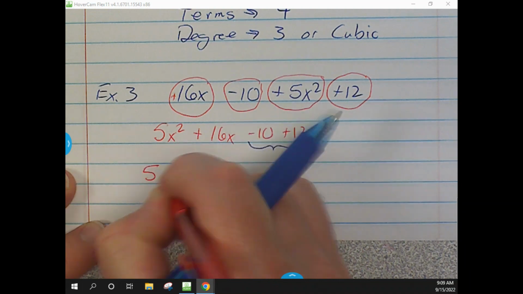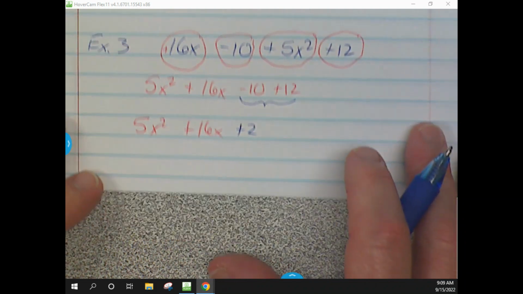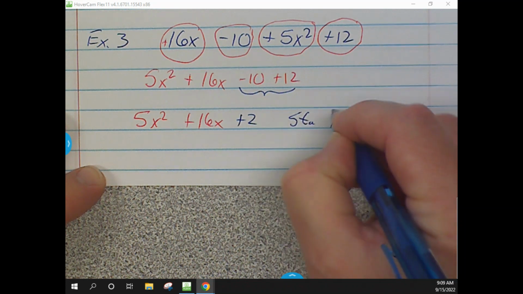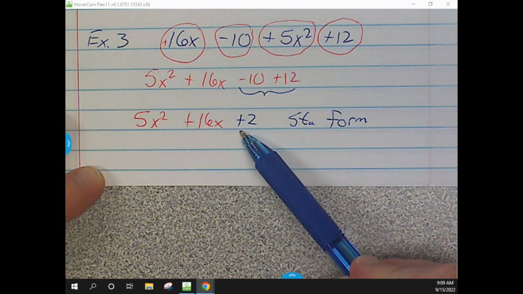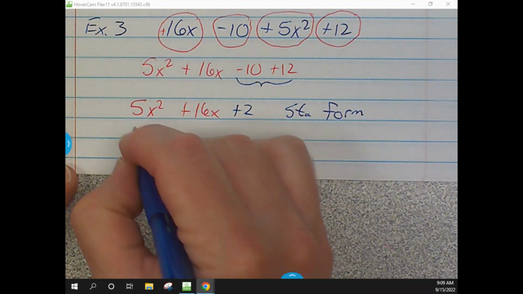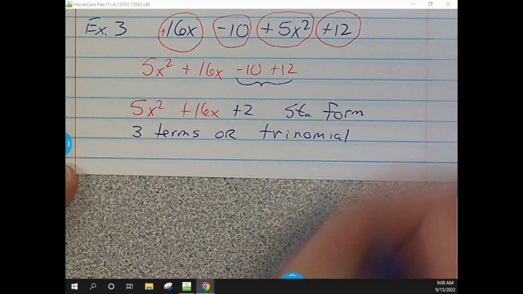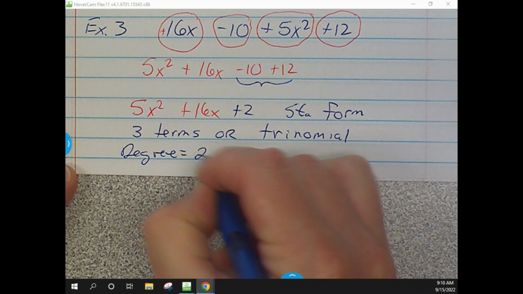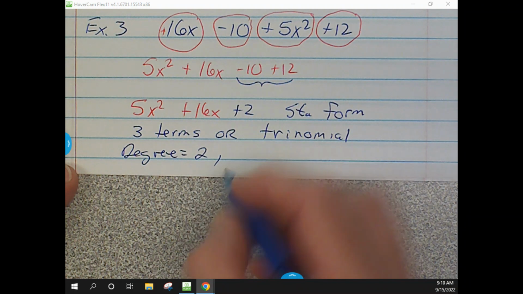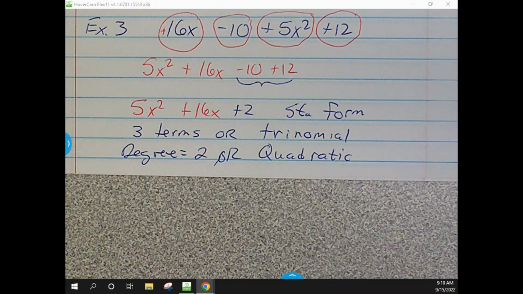So you can make that 5x squared plus 16x plus 2. So technically, that would be your standard form. So what starts off looking like it's got 4 terms, when you combine your like terms, you actually only have 3 terms. So it's 3 terms, or again, they may say trinomial. And then your highest power of x is x squared, so your degree is 2. But again, if it's degree 2, they may say it's degree 2, or they may say that's a quadratic. Okay, so if you have like terms, you've got to combine your like terms first.